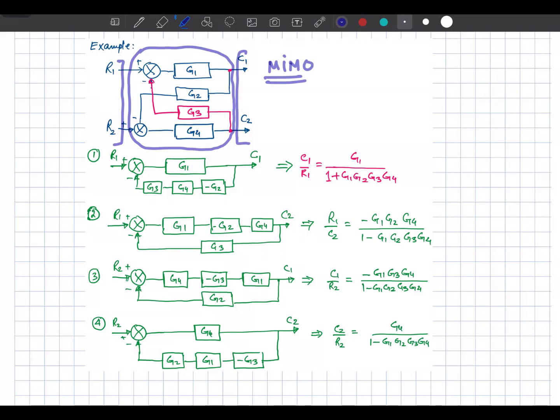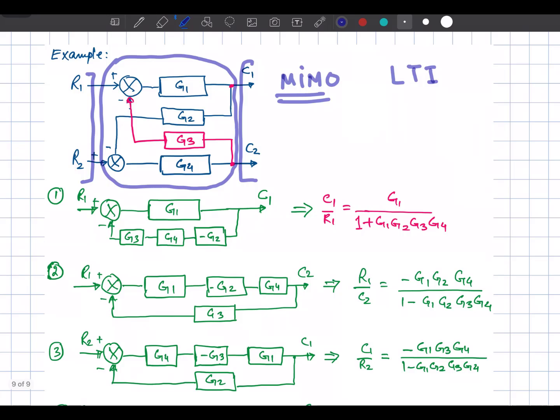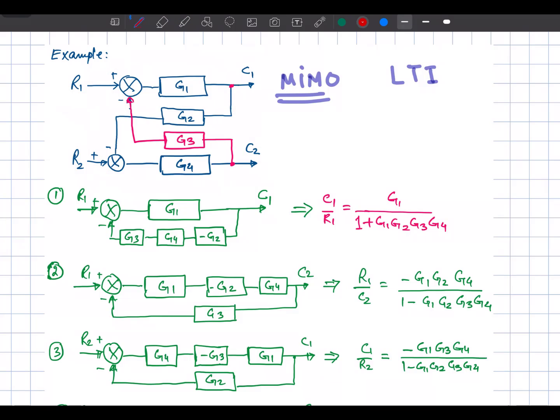As we have already discussed, for an LTI system superposition holds, that means the net output is basically equal to the sum of the responses of the two individual inputs. So in order to determine the net transfer function of this diagram, we will have to consider the inputs one by one. First of all, we are going to consider that there is only one input R1, and the second input is 0. So we are going to assume that R2 is 0. With that we are going to reduce this diagram.